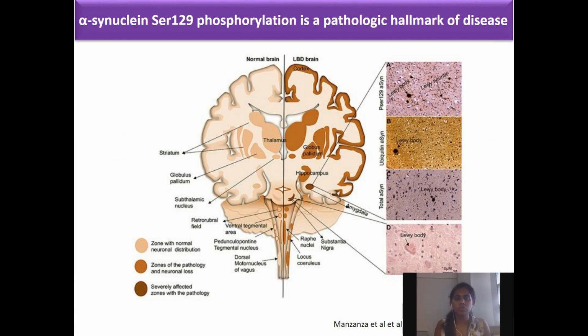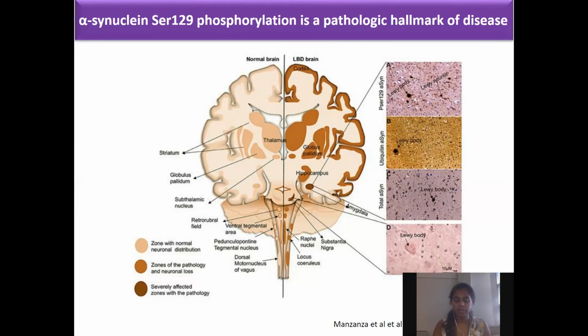This slide shows an image of the coronal section of the brain, and on the left you have the normal brain, on the right you have a diseased brain, and marked in dark brown are the regions where Lewy bodies are deposited in diseased brains. And fine structural analysis of Lewy bodies in postmortem patients reveals that this is a proteinaceous mass. Some can even include vesicular structures and dysmorphic organelles.